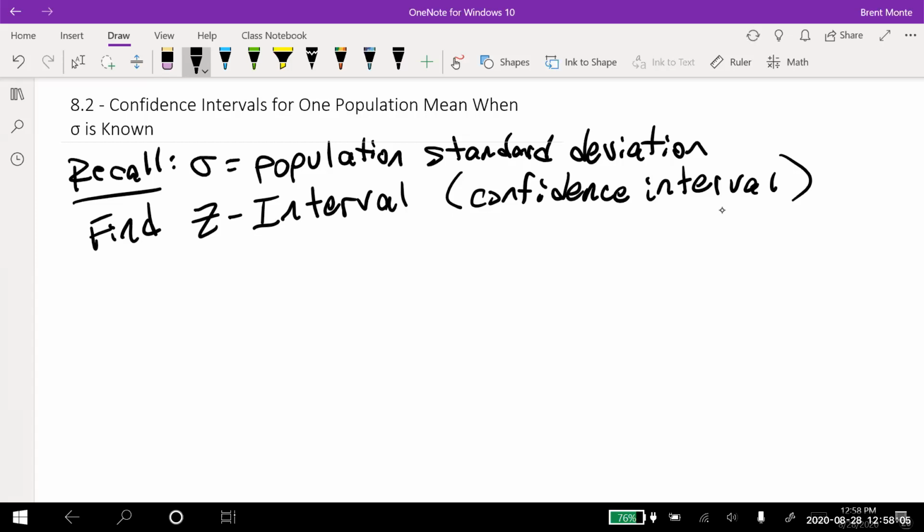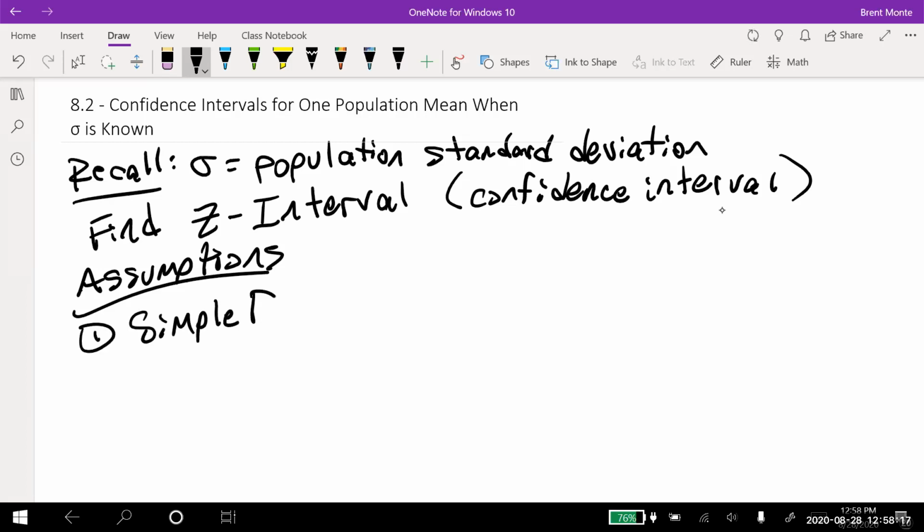There are some assumptions, some things that have to be true in order for us to find this Z interval. There are three of them. The first one, it has to be a simple random sample, SRS. Why? Remember, that's the best way we can assure, with the highest level of confidence, that the sample will be representative of the population. So we want it to be a simple random sample.